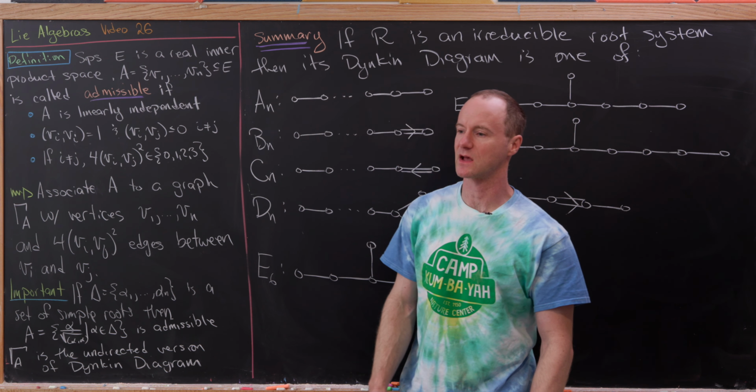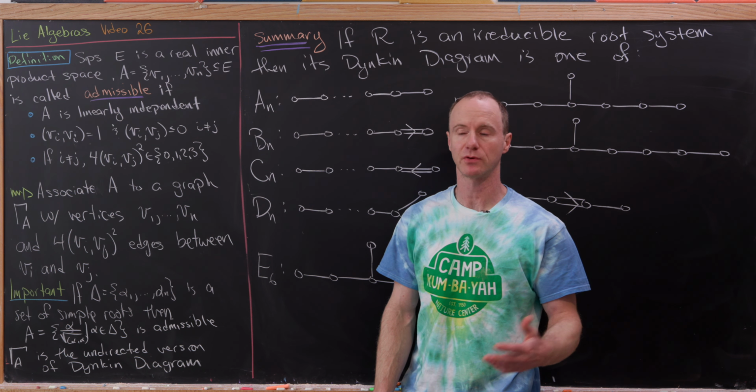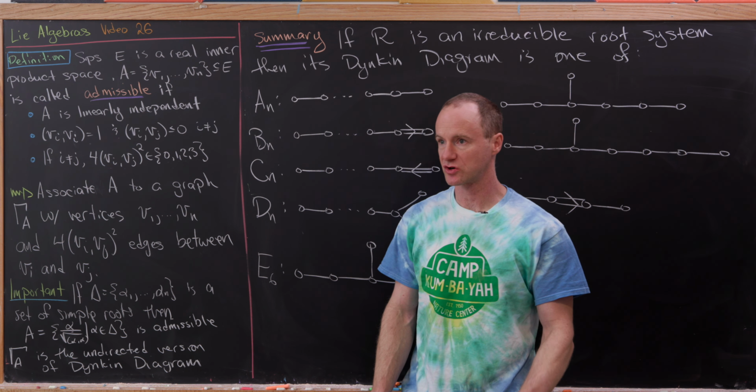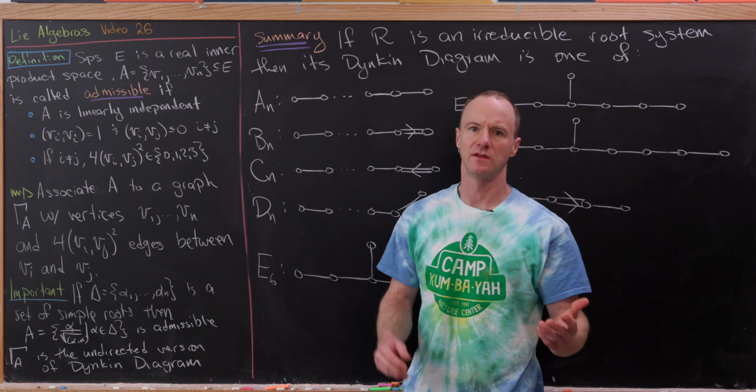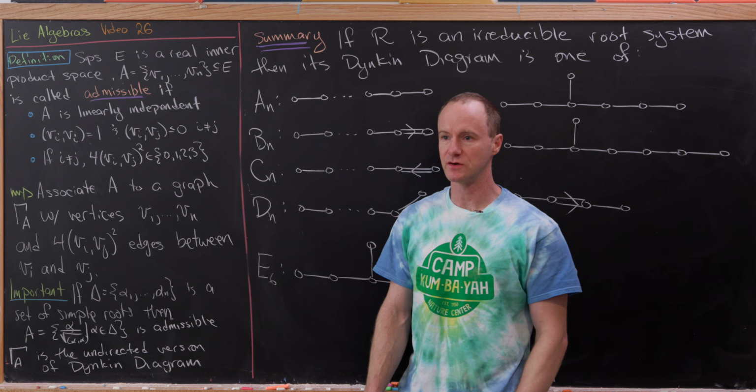So here's a big summary of what we saw today. If you have a root system, then you can find a set of simple roots, in other words, a base for that root system. That base can be used to construct an admissible subset of the underlying inner product space. And then we saw that the graph associated to that admissible set only had all of those possibilities that we saw in the video today. But then that means that you can reverse engineer the possible Dynkin diagrams associated to the original root systems. And they come from the following list.